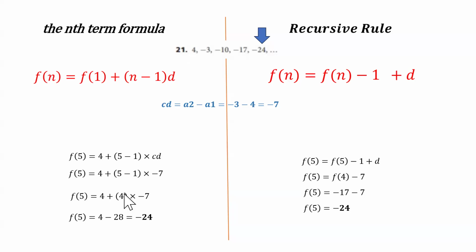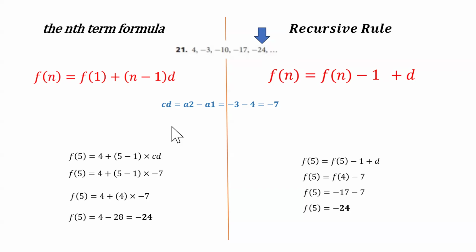After solving this mathematically, the answer will be, don't forget here, you have to multiply first the 4 by the minus 7 before you add it to the 4. Don't forget the order of operations. You have to multiply 4 by minus 7, which is minus 28, and then plus 4, which is minus 24. And it is the fifth term, sorry.